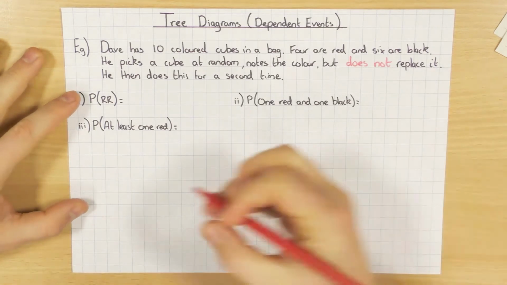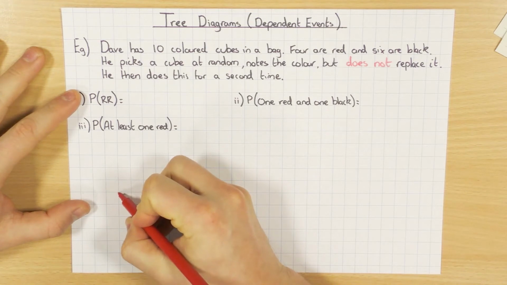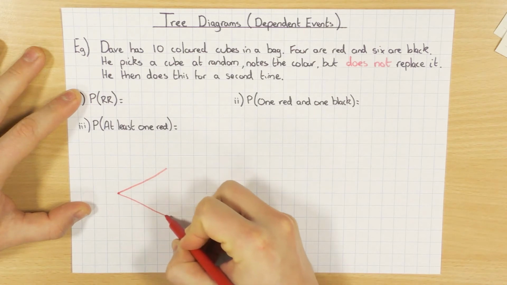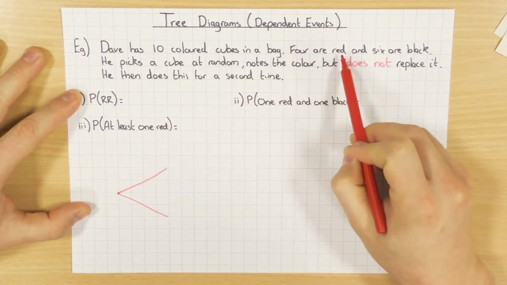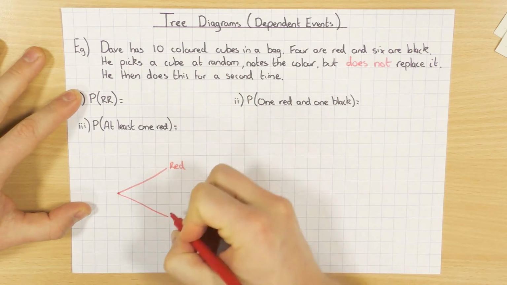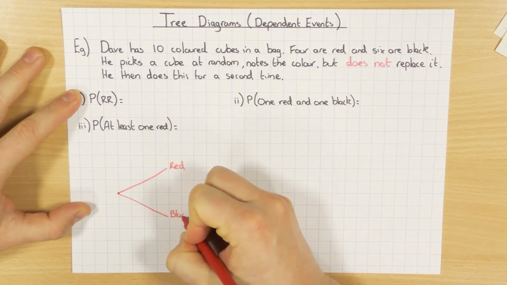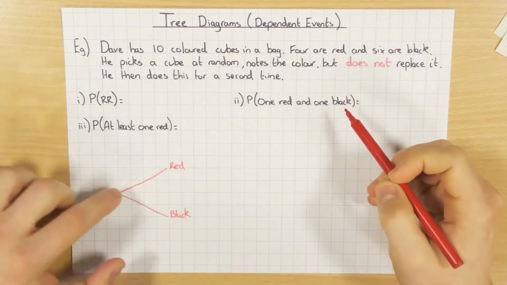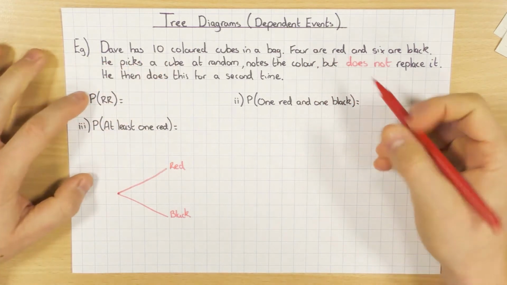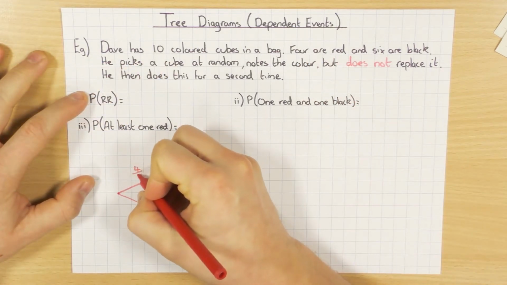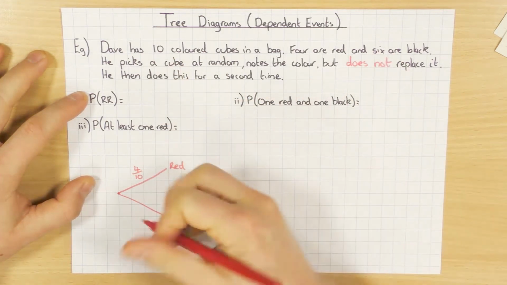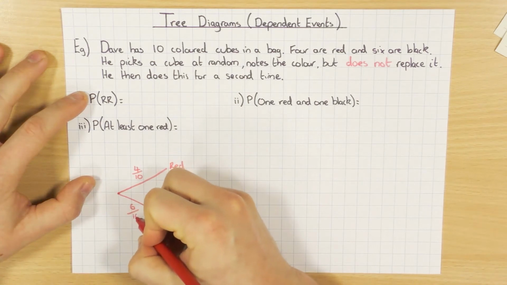So let's get started. It starts off exactly the same, where I have two possibilities for the first event. He could pick a red or he could pick a black. Then we still write the probabilities on the branches. So if 4 are red out of 10, to pick a red he's got a 4 out of 10 chance. And 6 are black out of 10, so 6 out of 10.